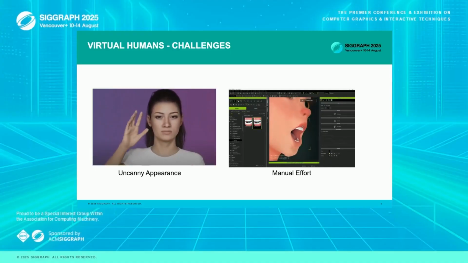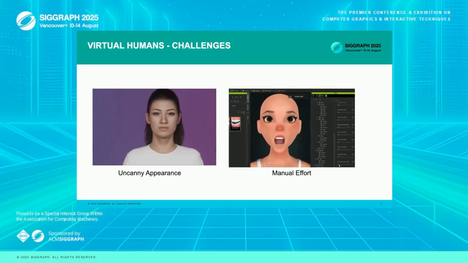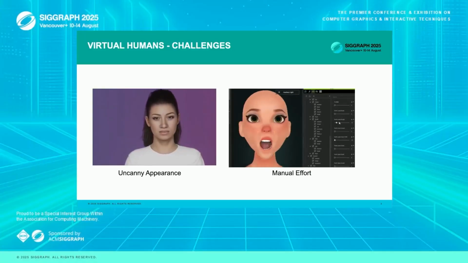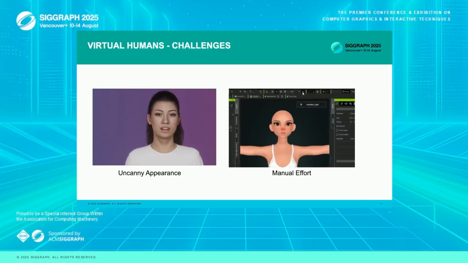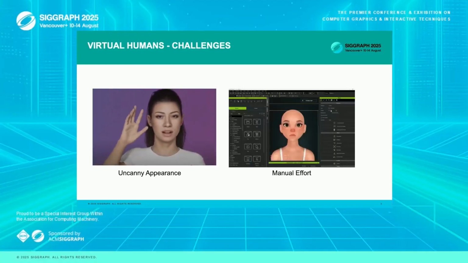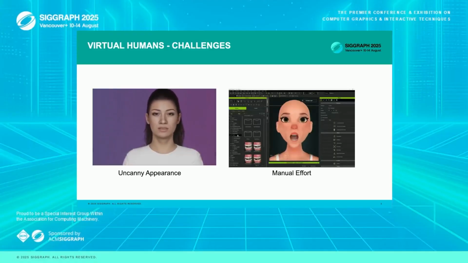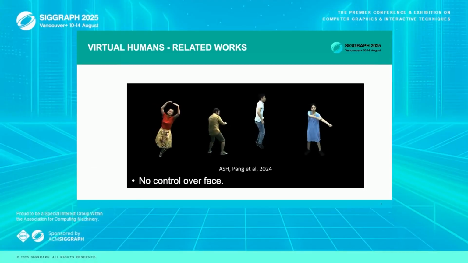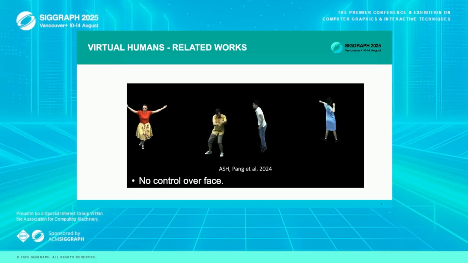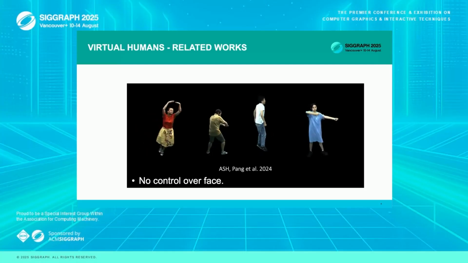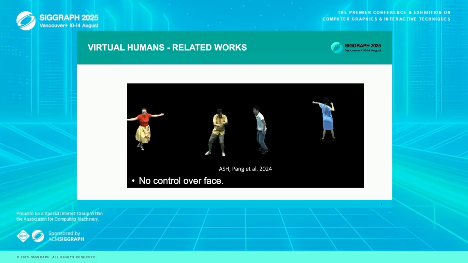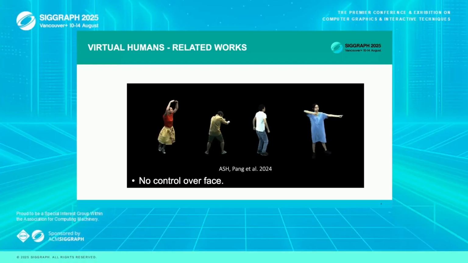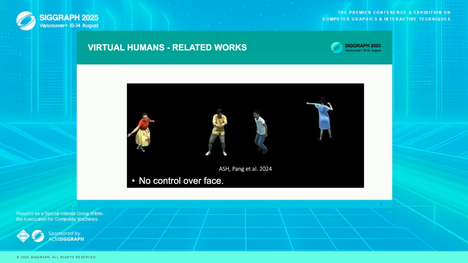First, as we see on the left, there's the uncanny valley challenge, where even small imperfections in an avatar's appearance can make it look fake and break the immersion experience. Second, the process requires immense manual effort, as you can see on the right. This makes creating high-quality avatars slow, expensive, and difficult to scale. Recent works like ASH have pushed the photorealism using 3D Gaussians. However, these methods often struggle to fully disentangle the body motion from facial expressions, which limits true expressive control.